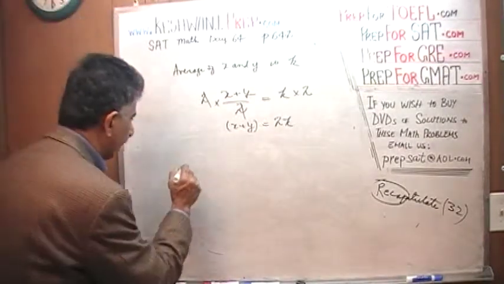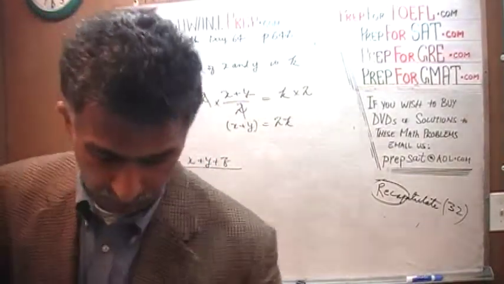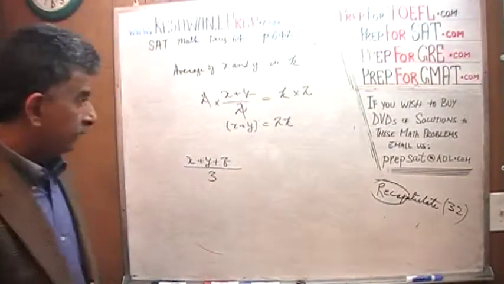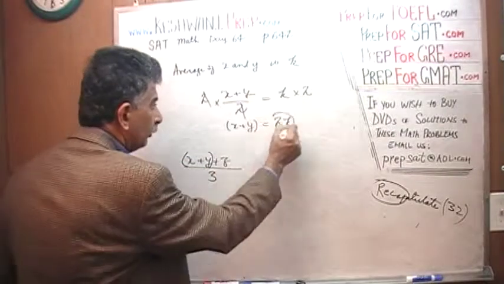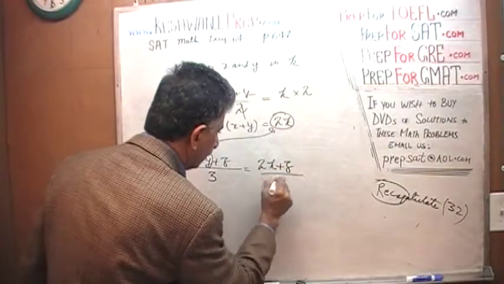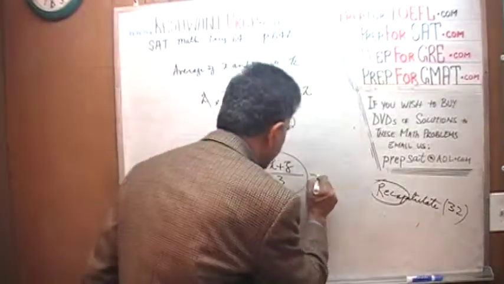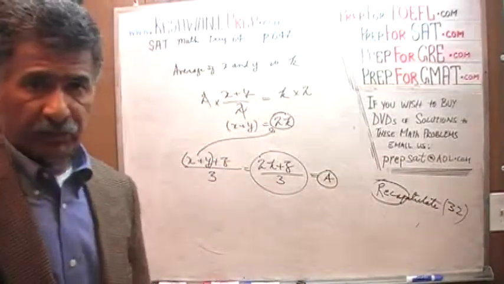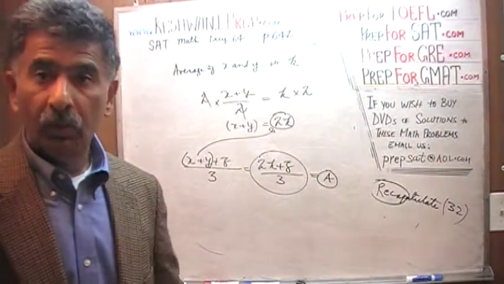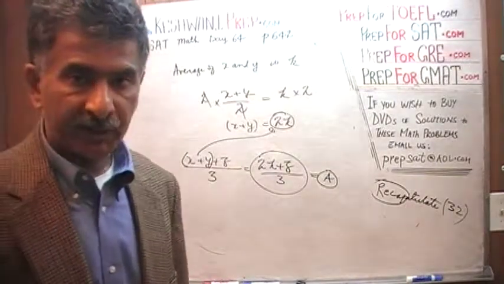Well, they want us to find the average of x, y, and z. How do we find the average of three numbers? Well, we add them up, all three numbers, and divide by 3. We already know that x plus y equals 2k. So we can substitute the 2k here, and we find that 2k plus z over 3 is our answer, which is answer choice A. This was one way of taking care of the problem by algebra. As you can see, it's all algebra, we did not plug in any numbers. Or if you wanted to, we could have plugged in numbers. Let's do the plugging in technique also, just to get practice on both methods.